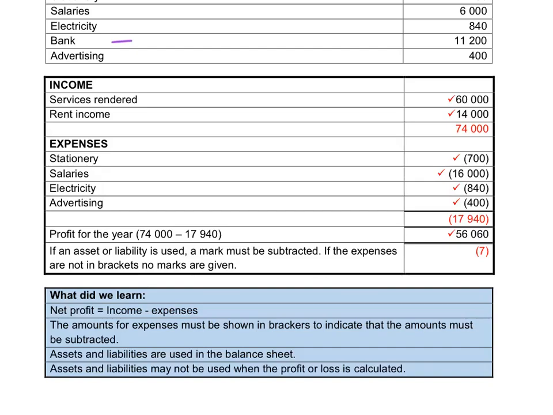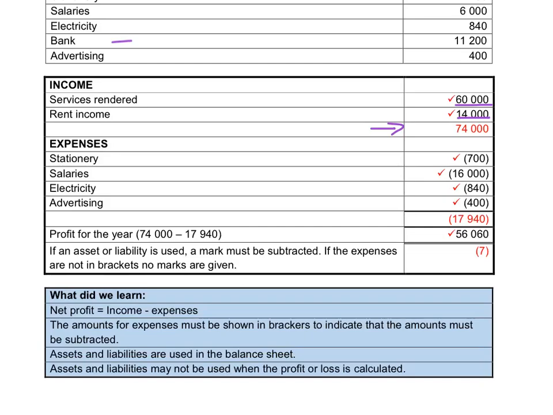The income will consist of the services rendered because it is a business rendering services, rent income, or any other income that they provide in the exercise. So I will add it up and it will give me the total income.